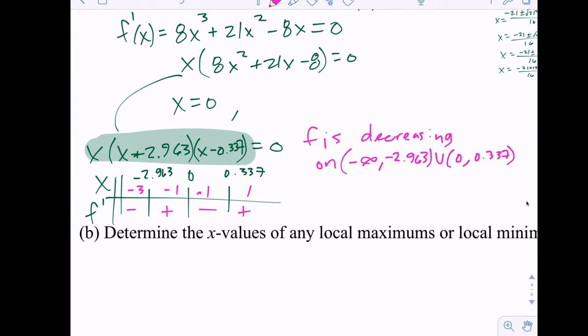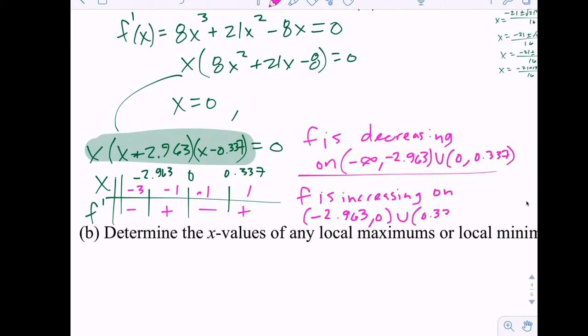the boundaries. And then F is increasing wherever you have positive signs. So that would be on the interval from -2.963, 3 decimals, to 0, union 0.337 to infinity.